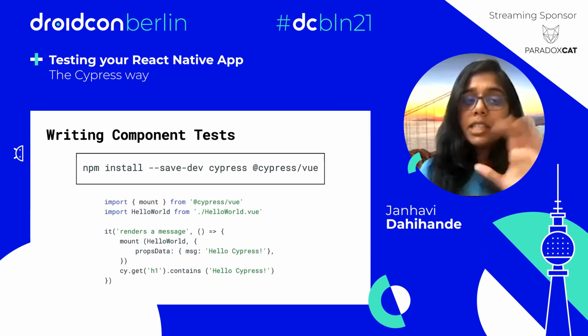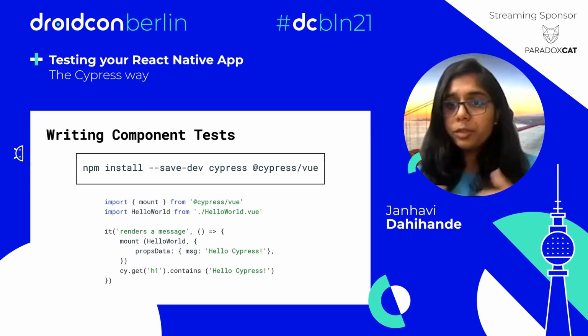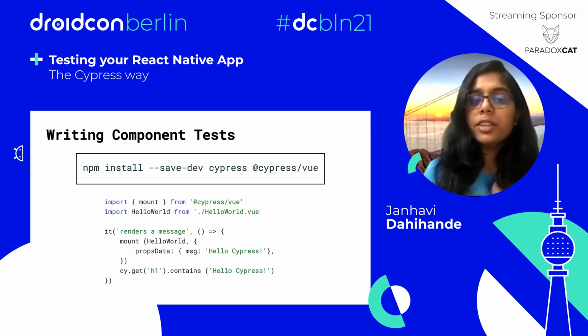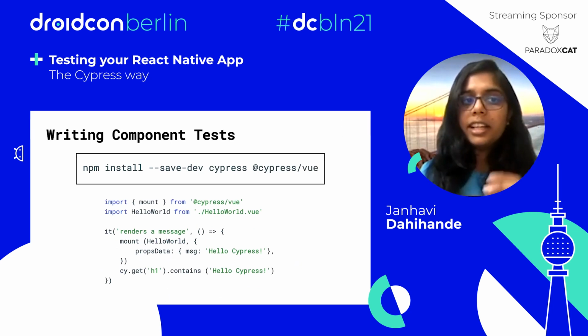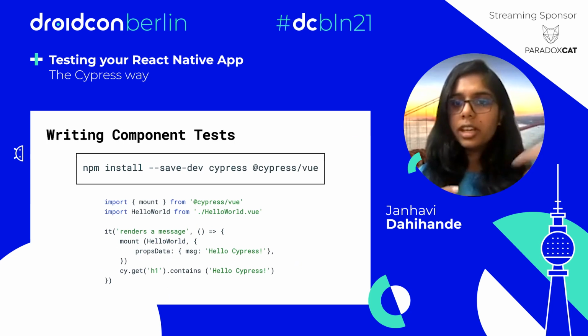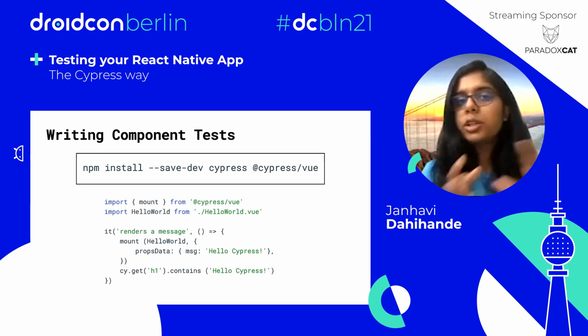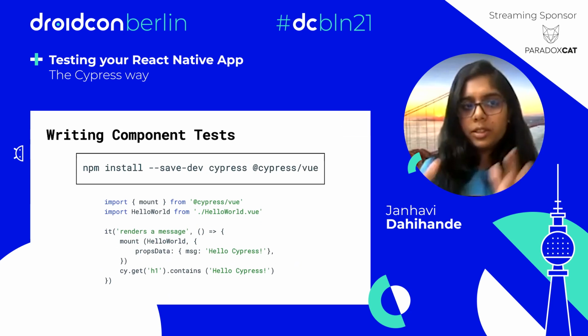And we have a similar structure for Vue. If you're using Vue, you can still use Cypress, wherein we install the dependencies and use the mount function for the Hello World component. You can see the example right here. It is similar to React, just in Vue.